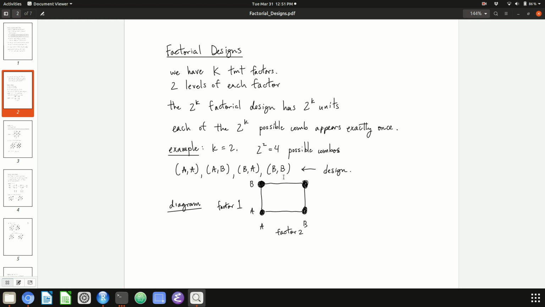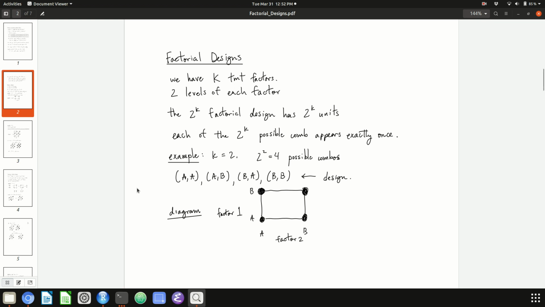The 2 to the k factorial design simply says that we do an experimental run at each of these combinations. So we need 4 units. We collect 4 responses, 1 from each combination of the treatment factors.